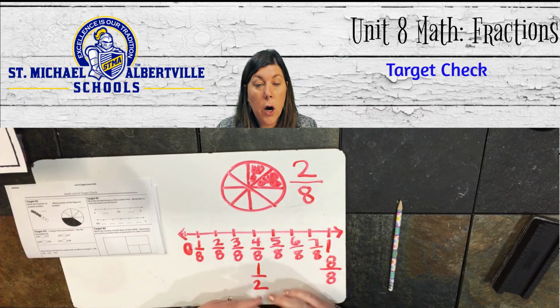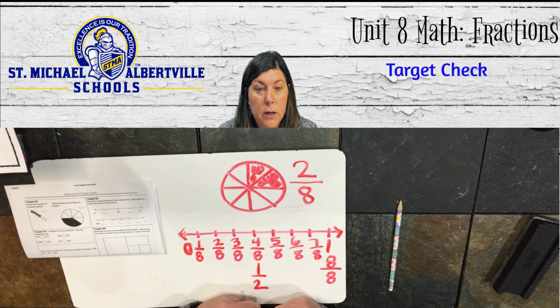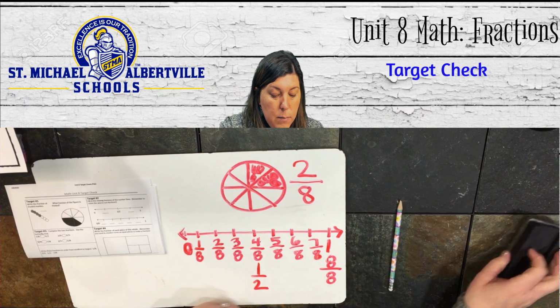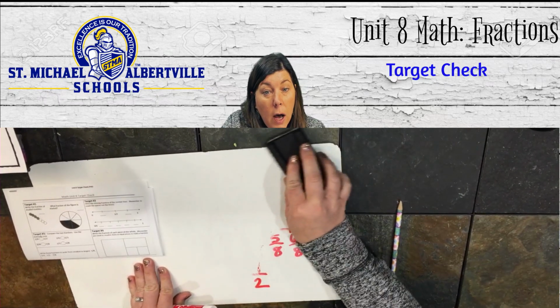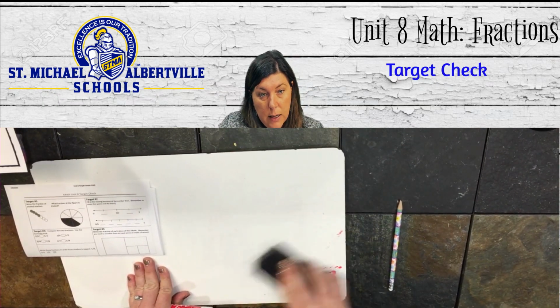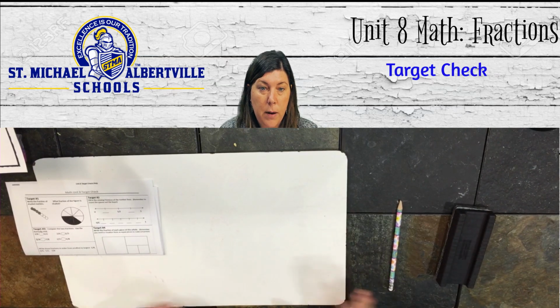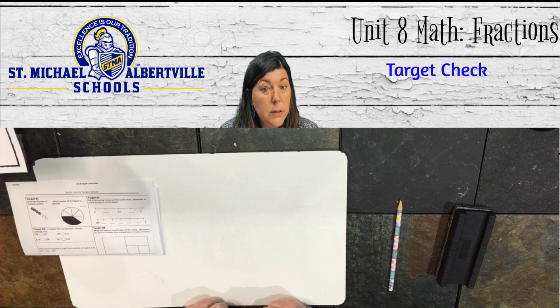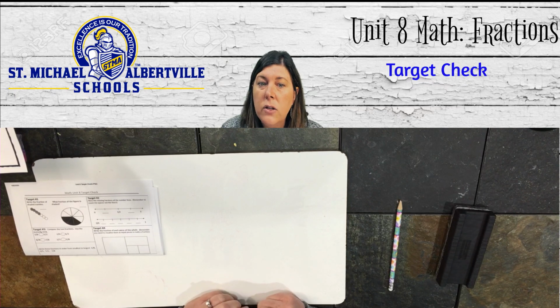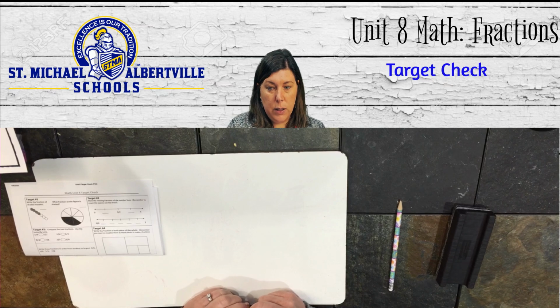Now, target number 3 is comparing fractions. Mrs. Murfeld has taught you the butterfly trick. So I can compare any fractions by using the butterfly trick. Number 3, you'll need a piece of paper before you do it on your Google Forms because you're going to want to figure it out. I'm just going to do one that's not on the target check just to review the butterfly trick with you.